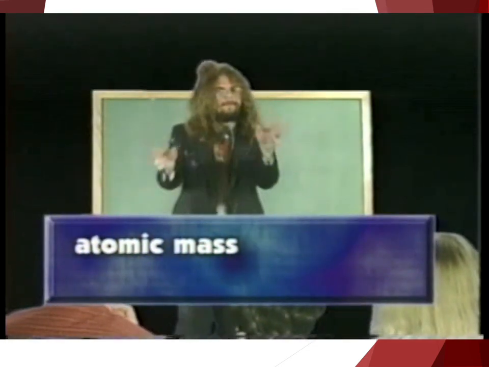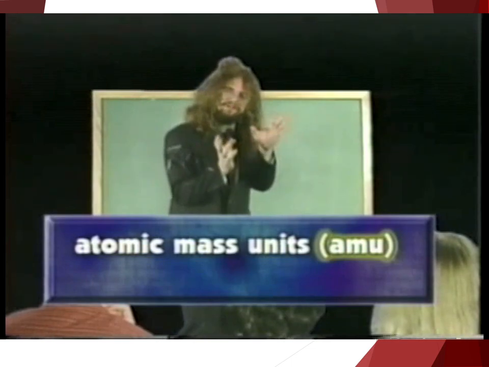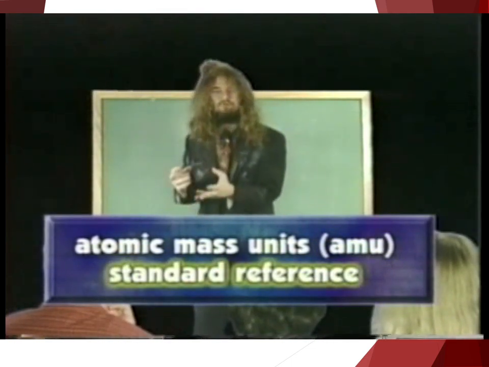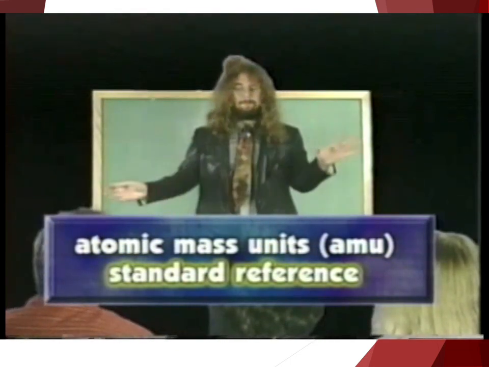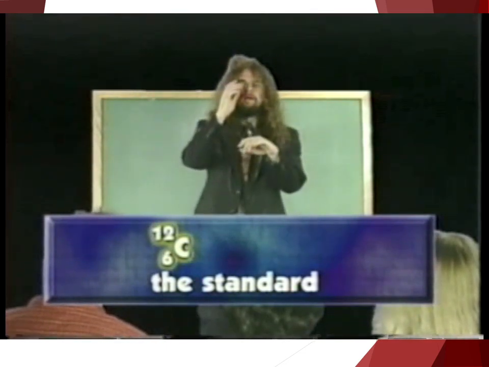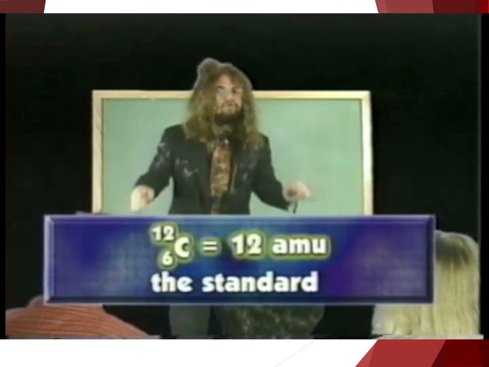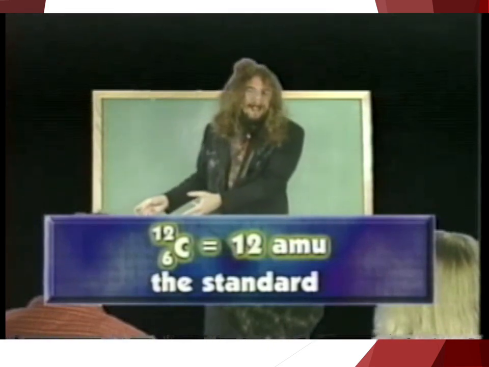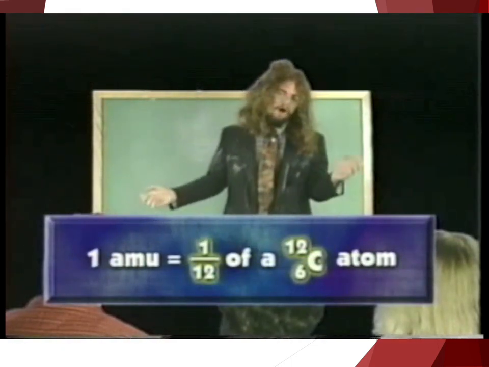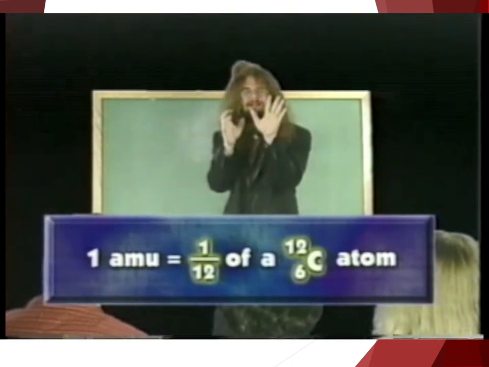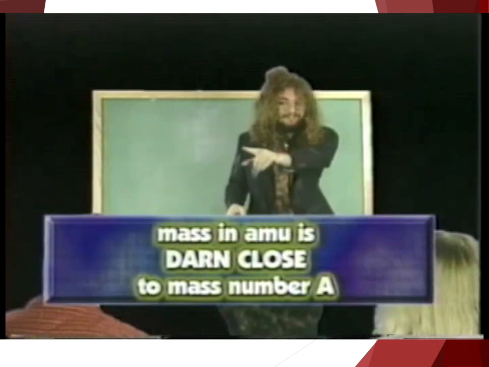Atomic masses are measured in atomic mass units called AMUs. See, we measure atomic mass with AMUs, so we'll have a standard of reference. Some ancient colleagues of mine decided to make carbon-12 the standard, so they assigned carbon-12 a mass of 12 AMUs. That means that an AMU has a mass equal to 1/12 of a carbon-12 atom. See, measuring the mass of atoms with AMUs keeps the measurement darn close to the mass number.